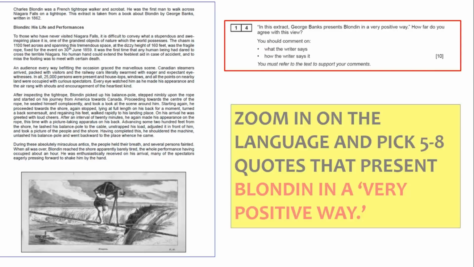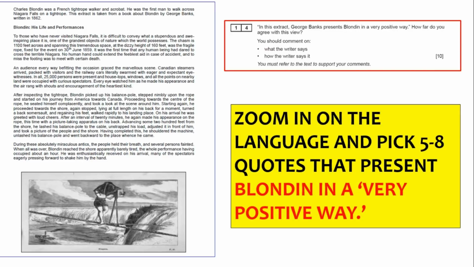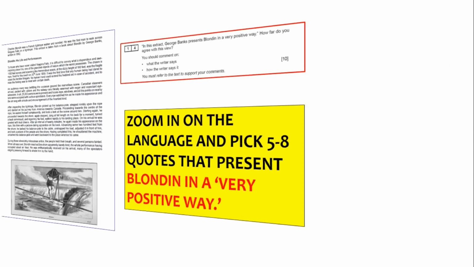Okay, so here's the extract again. So I would zoom in on language. I would always look at your extract, look at the question, and try to pick 5 to 8 quotes that answer the question. So for example, in this case, pick 5 to 8 quotes that show Blondin is very positive, almost like a heroic figure.